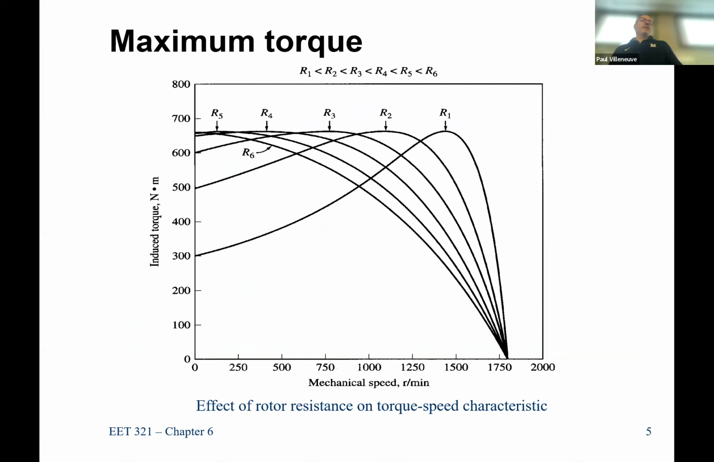So here are the different characteristics. You can see R1 is the most common one that we would see. That's called a NEMA design B. Then we start moving to the left until you get all the way to an R6, which means you're going to have maximum torque occurring at startup. Anybody want to guess as to why we go with the NEMA design B, the R1 here?